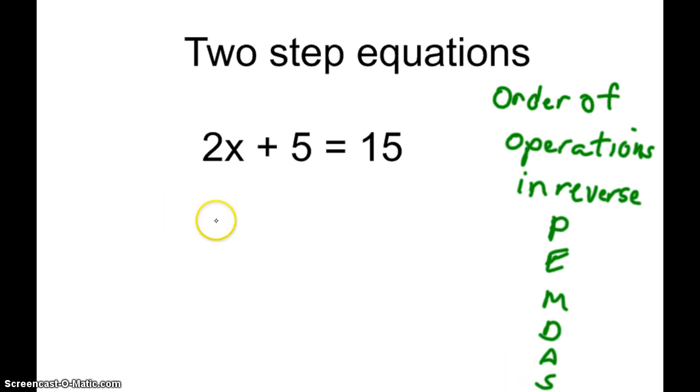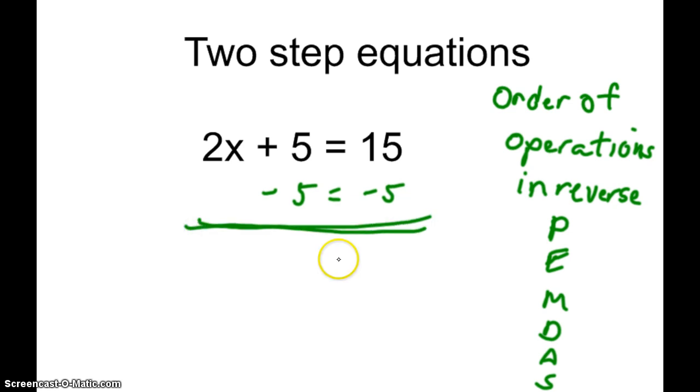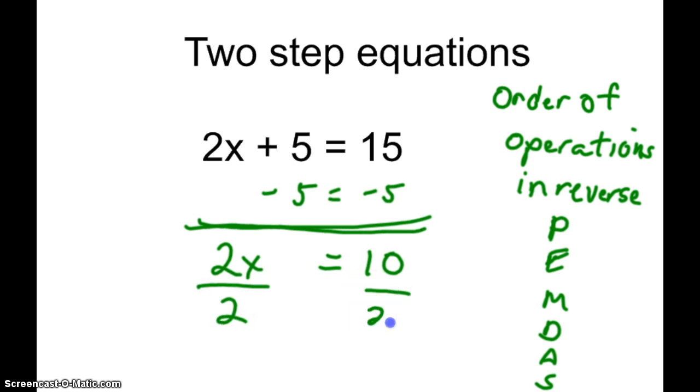So let's take a look. We've got this first step of subtracting 5 from both sides. We're working in the reverse order of operations. We have 2x equals 10, and if we divide by 2 on both sides, x will equal 5.